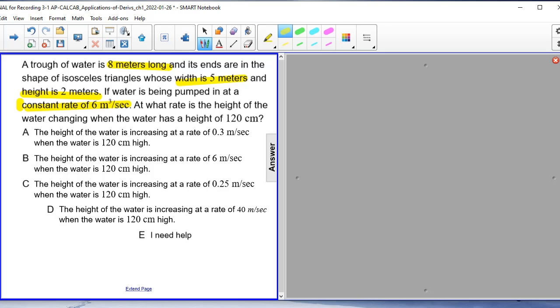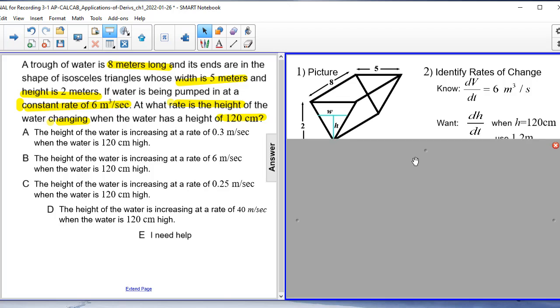What we're looking for is the rate of the height and how that's changing. So that'll be dH/dt, and we want to find that change in height the instant the height of the water reaches 120 centimeters. So let's begin by drawing a picture. Our picture is going to represent an inverted triangular prism. The ends are going to be isosceles triangles. You're given your width, length, and height as 5, 8, and 2.